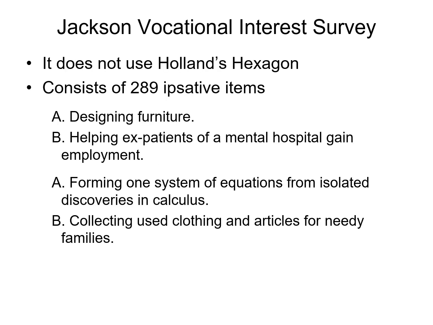The Jackson Vocational Interest Survey does not use the Holland Index, and it consists of 289 ipsative items. Ipsative items means you have to choose one or the other. So for example, do you like designing furniture or helping ex-patients of a mental hospital gain employment? You have to choose one of those. Forming one system of equations from isolated discoveries in calculus versus collecting used clothing and articles for a needy family.